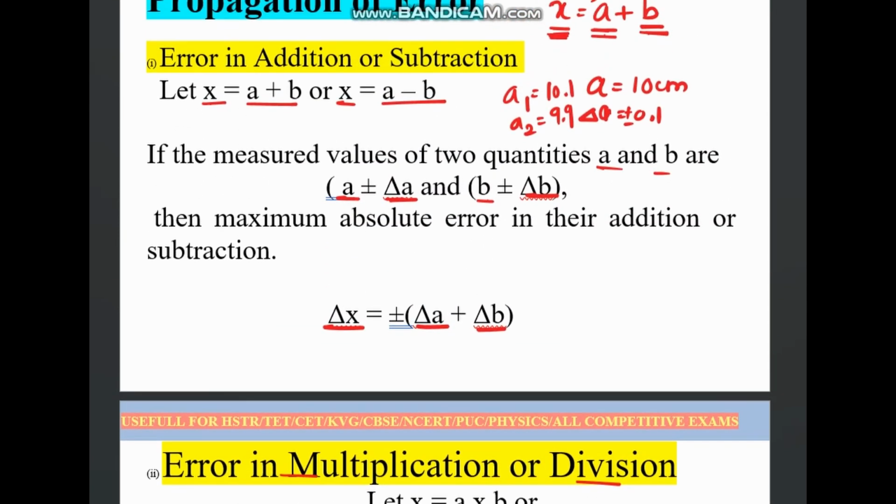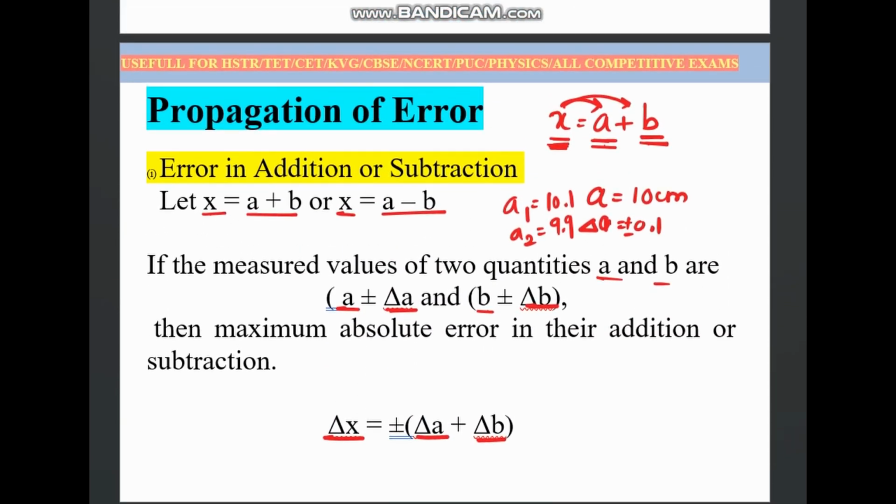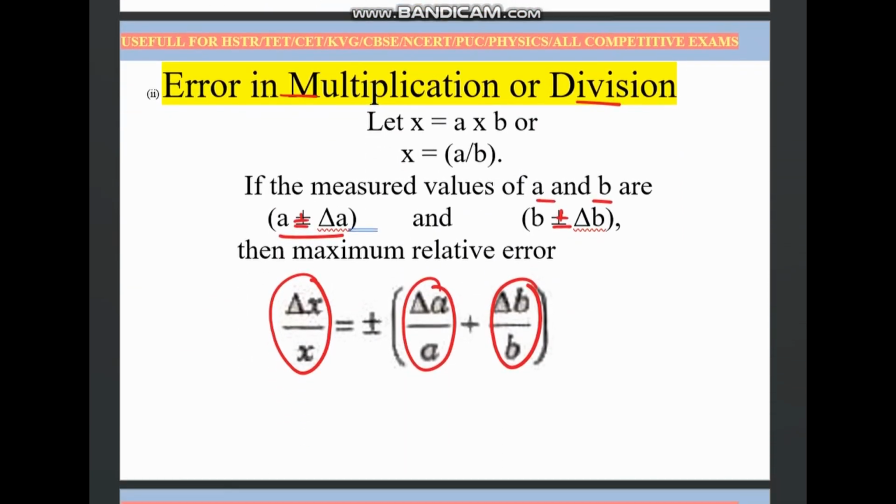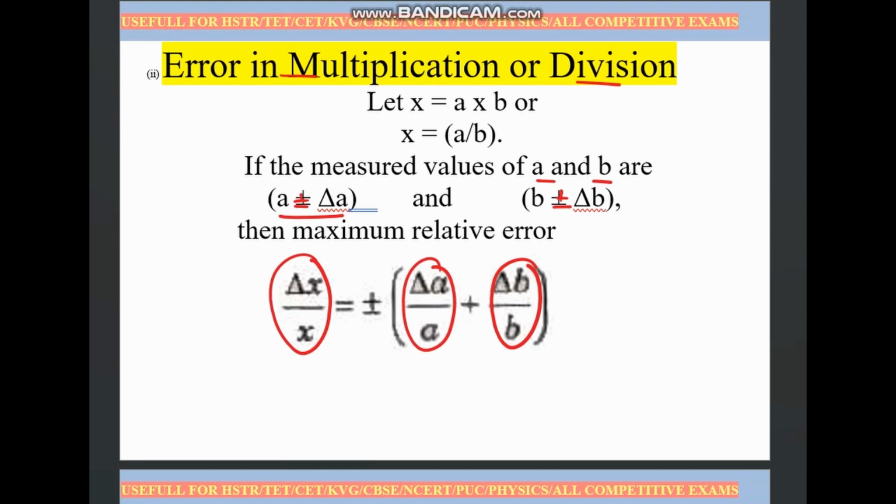See, for addition and subtraction, it is just the error of a and b. But for multiplication and division, you have to take delta a by a plus delta b by b. You just have to remember the formula with necessary examples. So, in today's class, we have covered errors, types of errors, and errors in addition and multiplication. And this is the last class of this series, units and measurement.